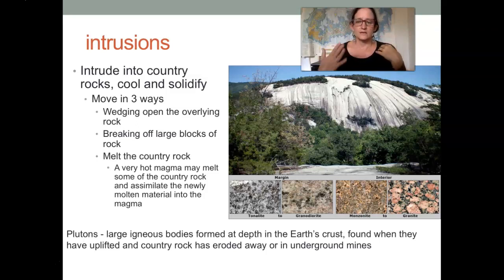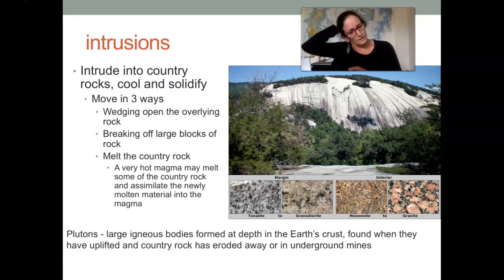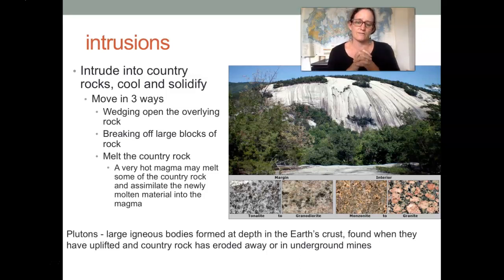classification of them. They intrude or squirt into cool country rock, the overlying rock. They can do this by wedging into the overlying rock, breaking off chunks of the overlying rock, and even assimilating or melting some of that country rock into the magma. Plutons are the big group of intrusions that can be different shapes and sizes. So large igneous bodies formed at depth in the Earth's crust found when they have uplifted, the country rock has eroded away, or in underground mines.